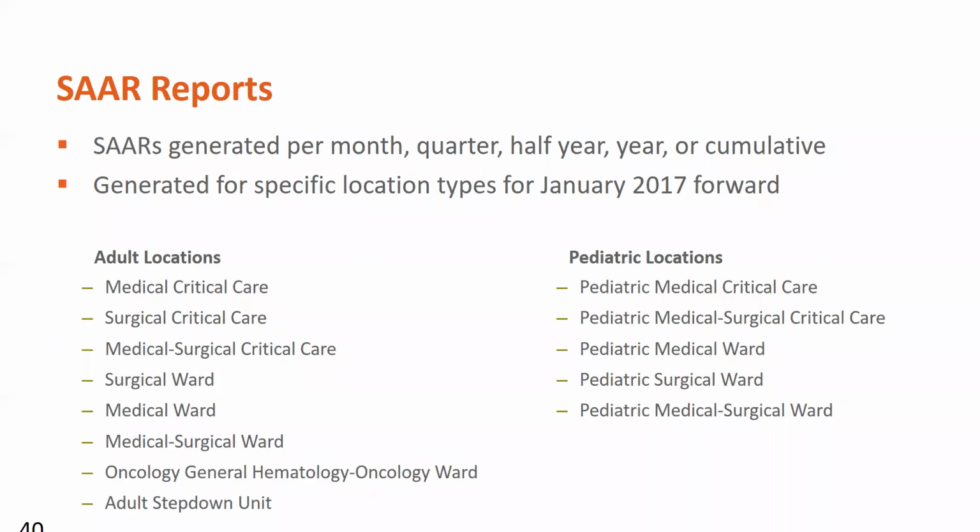Okay, so SARs can be generated per month, quarter, half year, or cumulative time periods. They do default to show by month. The important part to know is that they're generated for very specific location types only. So for our 2017 baseline SARs, you could get SARs for data from January 2017 forward, or for data that were submitted from these specific location types.